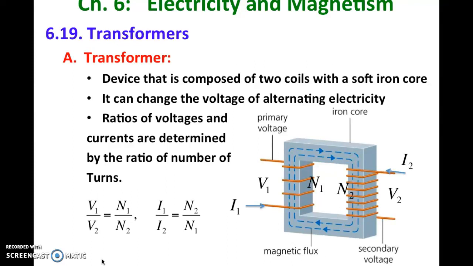The two fundamental formulas for a transformer are the ratio of voltage, V1 over V2, equal to the ratio of number of turns, N1 over N2. The ratio of current is the reciprocal of the ratio of voltage, or the ratio of number of turns. So I1 over I2 equal N2 over N1.